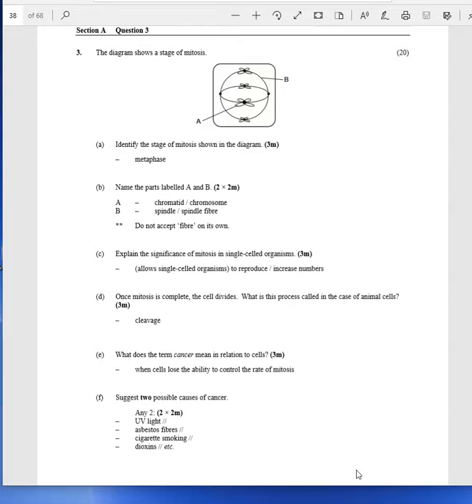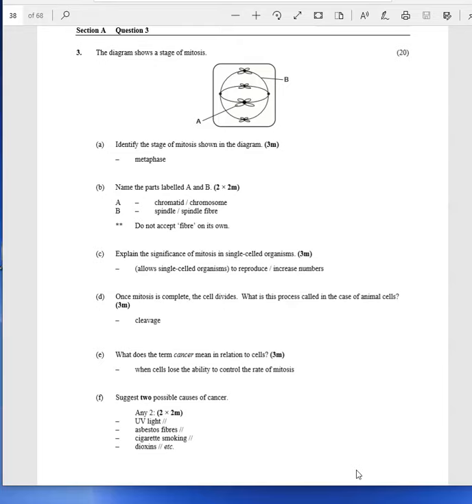C, explain the significance of mitosis in single-celled organisms. It allows your single-celled organisms to reproduce. That's their job. They're only 1 cell big. They don't have reproductive systems, so they reproduce by mitosis. It says, once mitosis is complete, the cell divides. What's the process called? In the case of animal cells, it's called cleavage.